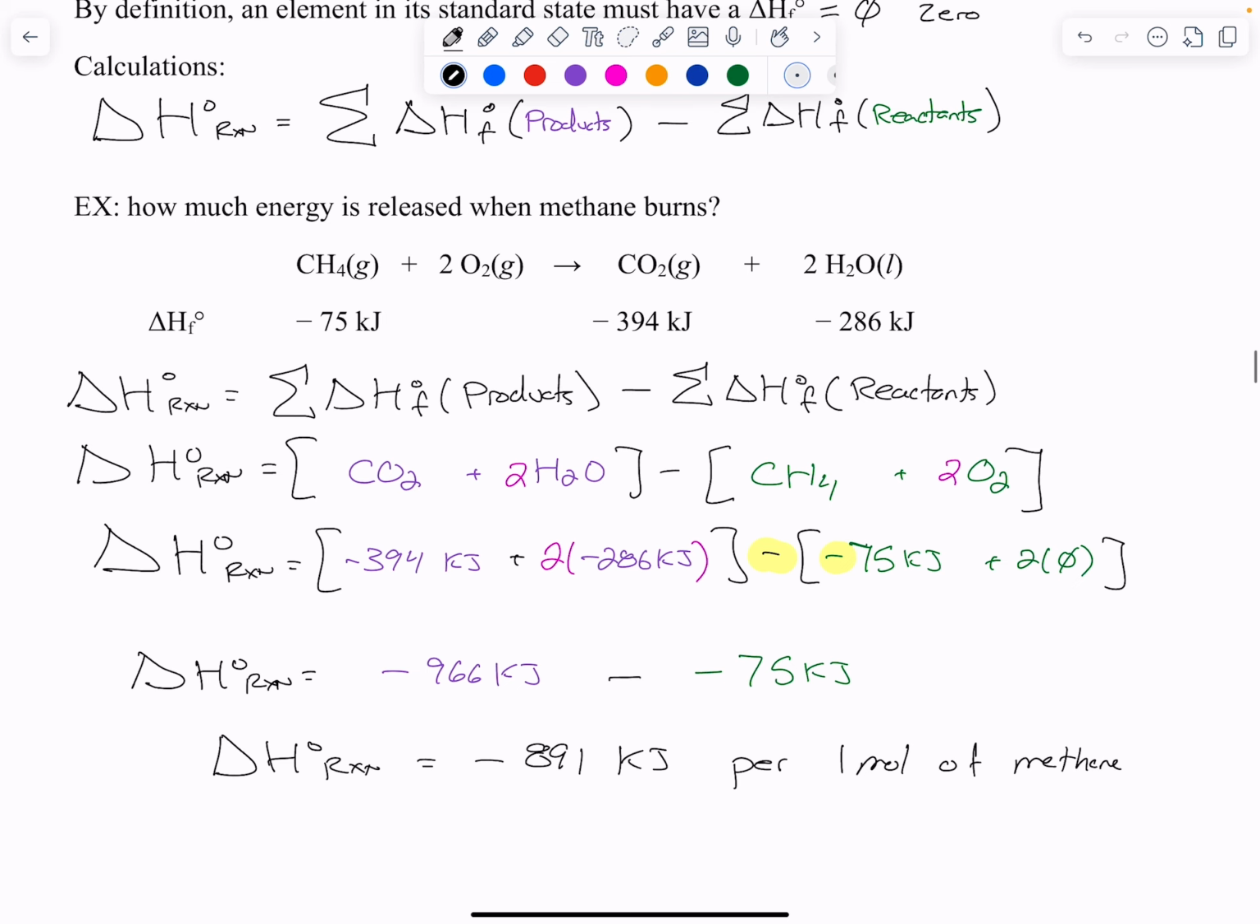Right? And that, by the way, is a heat of combustion. When 1 mole of something burns, how much energy does it release? So that is delta H, all right, of formation. One more.